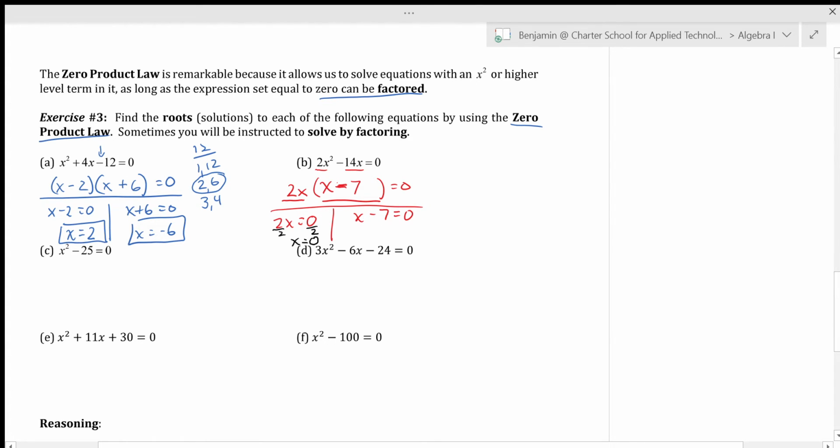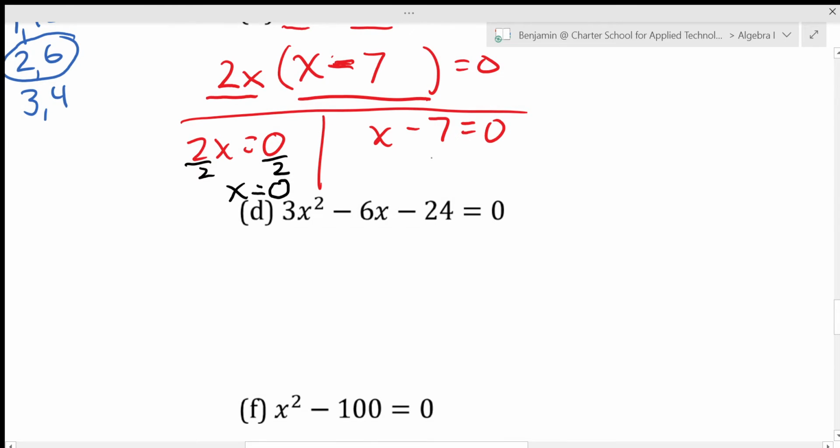x minus 7 equals 0. So if I move the 7 to the other side, because there's no multiplication or division, I just move it to become a positive 7. Those are my two answers.